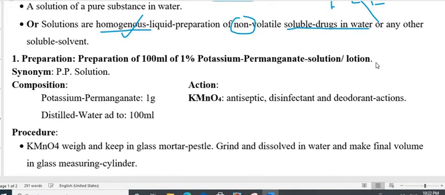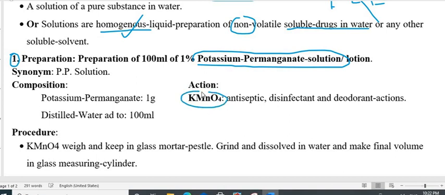Next, we have to go through the preparation of the solutions or liquors. First, the very much usable solution is potassium permanganate solution. So we are going to prepare potassium permanganate solution, that is the KMnO4 solution, and we are going to make it 1%. So 1% means 1 gram of potassium permanganate and the final volume 100 ml by adding distilled water. And interesting is that this is also known as PP solution.